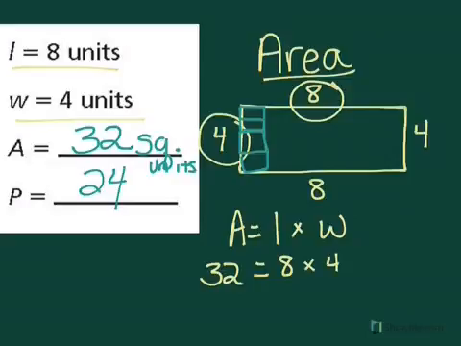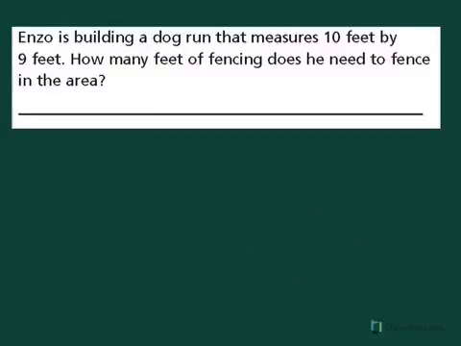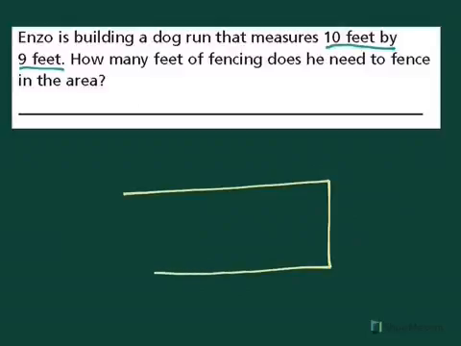Okay, anyway, let's look at another example. Enzo is building a dog run that measures 10 feet by 9 feet. How many feet of fencing does he need to fence the area? So we have a rectangle. And if we're talking about fencing, that's going to be the length around my object. So I'm going to need to find the perimeter.